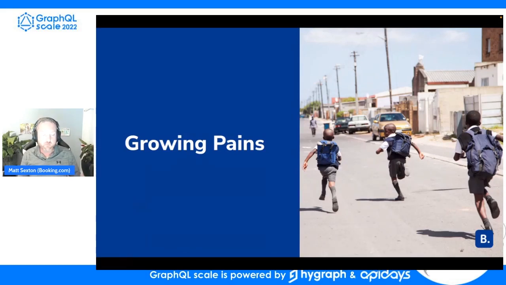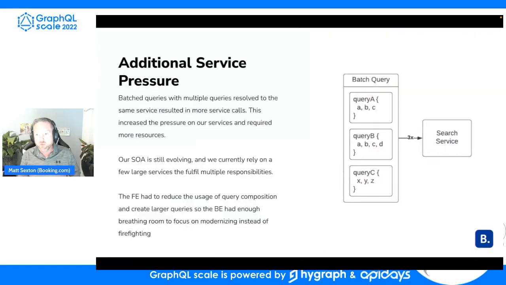Now, with all that, of course, what did we learn? We tackled some really big areas, and so obviously not everything went smoothly. One of the problems that we had was we have a lot of large kitchen sink style APIs. One API in particular was designed for the search results page, and so it provided all the data for the page that was necessary.